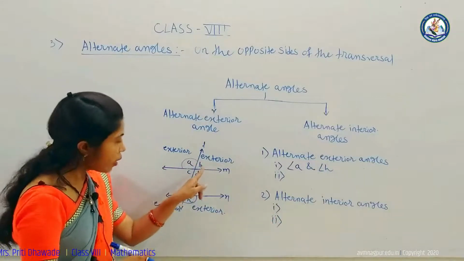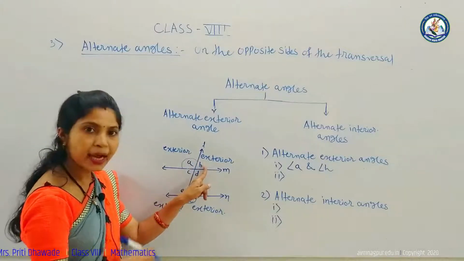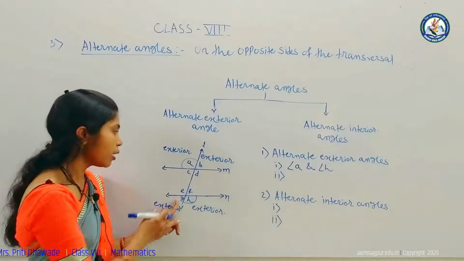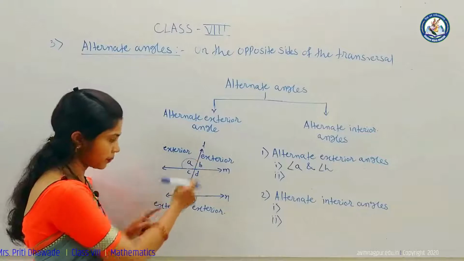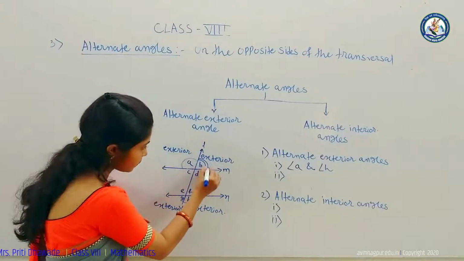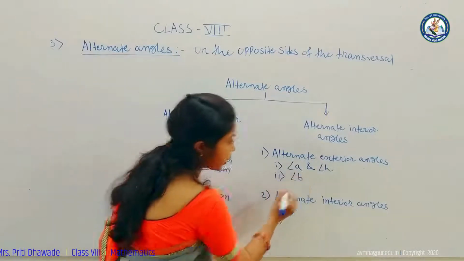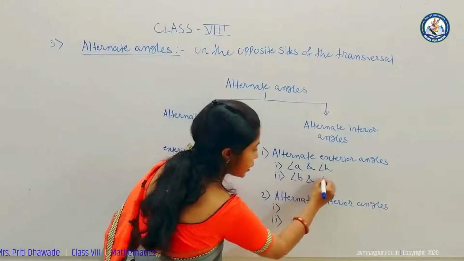Now again, another pair of alternate exterior angles: angle B is present outside the lines, angle G is also present outside the lines, and both are present on the opposite sides of the transversal. So another pair of alternate exterior angles is angle B and angle G.